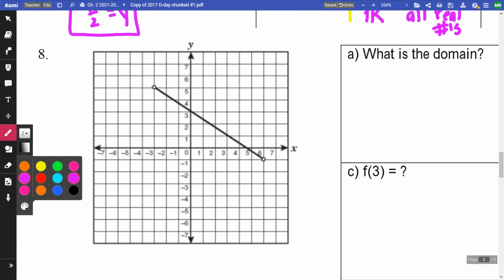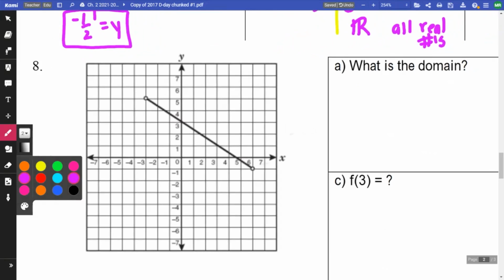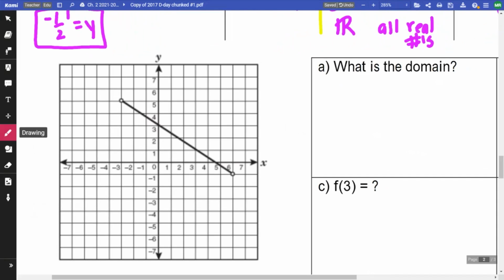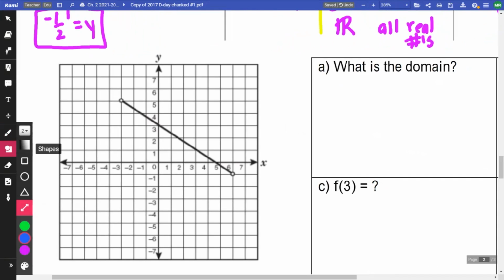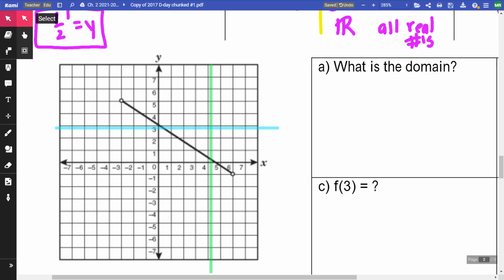Okay, so for this one, we want domain, range, and then we have some other questions. Okay, so for this, I'm going to get myself a line. I'm going to make it kind of transparent so I can somewhat see through it. Okay, so let me just draw. I'm going to hold shift and draw a vertical line. Let me get a different color and draw a horizontal line.